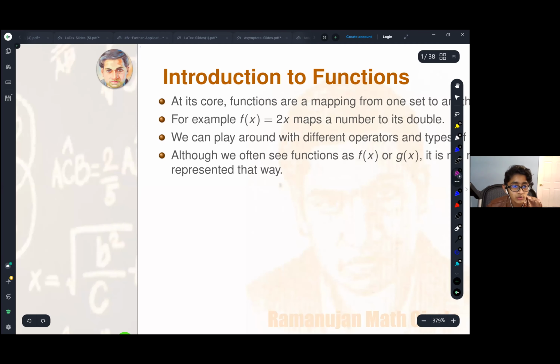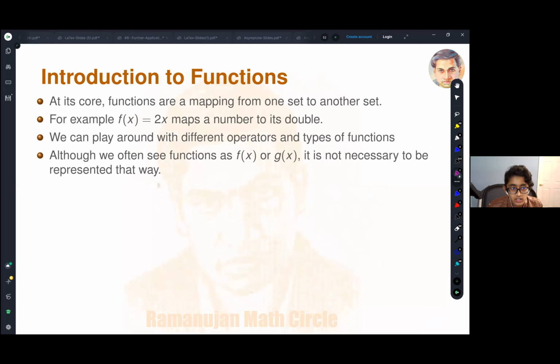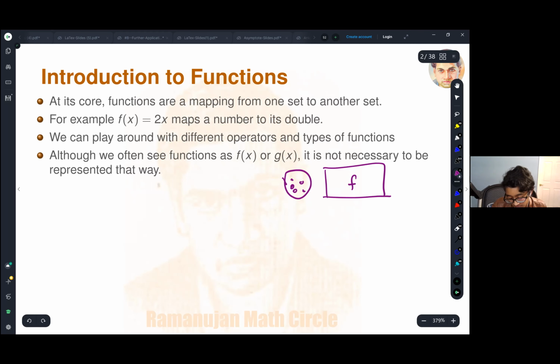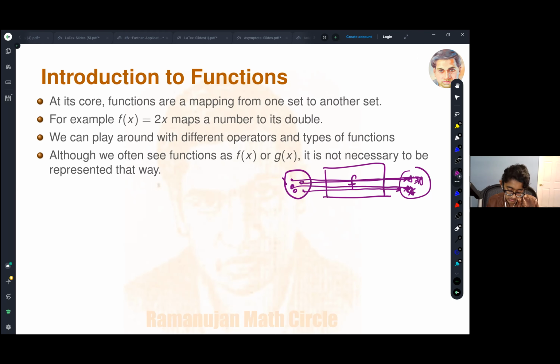Okay, so functions at their core are just mappings from one set to another set. The way you can visualize this is, let's say there's a bag with things in it, and there's this nice machine, which I'm going to call F, and there are stars that come out of it. So in this case, our function maps these dots to stars.